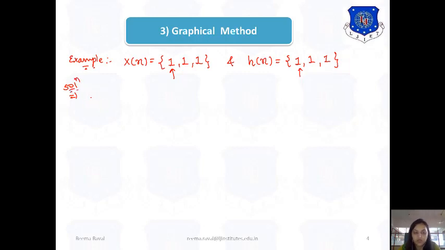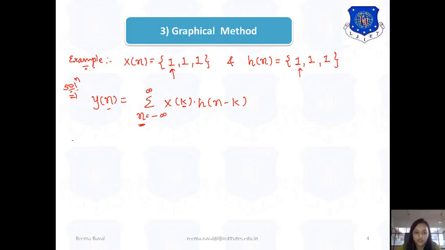What is the convolution formula? According to the formula, the output sequence y of n equals summation of k equals minus infinity to infinity x of k into h of n minus k, right? Now using this formula, we will place the values of n and k into this, and accordingly we will vary the value of n and find the output convolution sequence. But for each and every value of n, we will plot the graph.